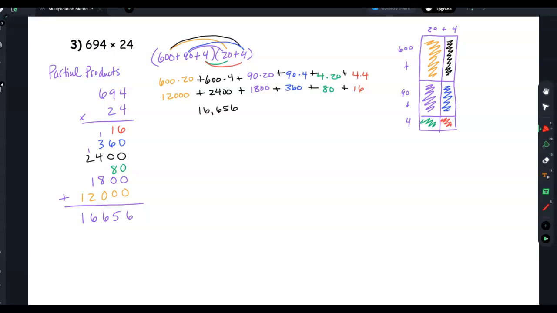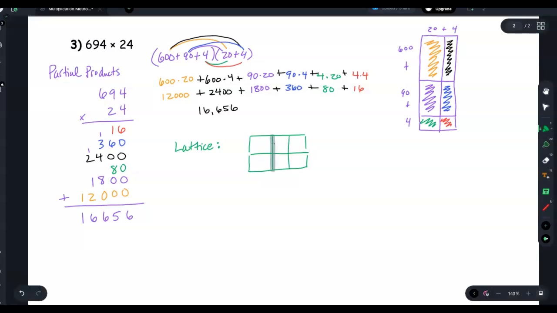And then let's go ahead and do the lattice method. So my longer number needs to go across the top. So I know that it's going to need to be 3 squares long, but then since it's 2 digits for the second number, that means it's going to need to be 2 squares wide. So something like this. And I'm going to go ahead and write those numbers along the top and the right sides here. And then draw my diagonals in.